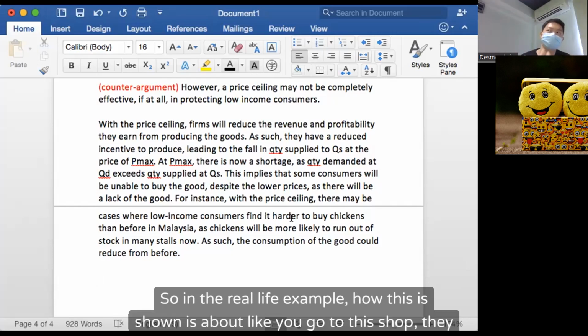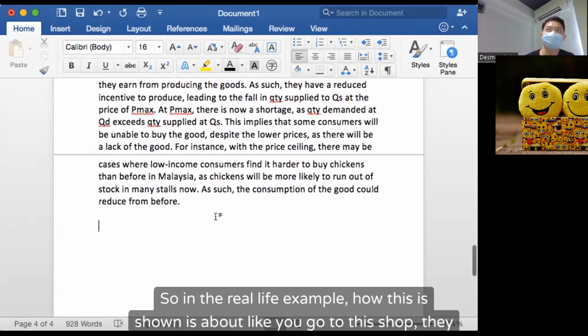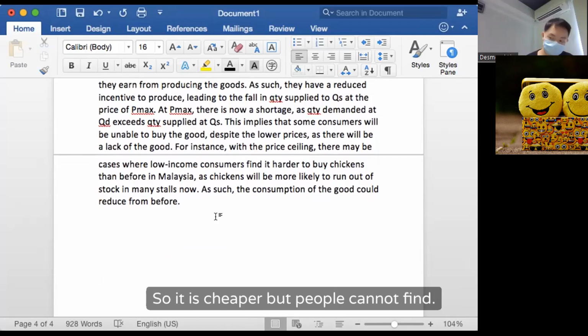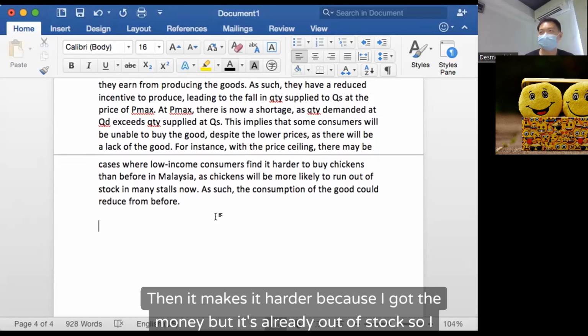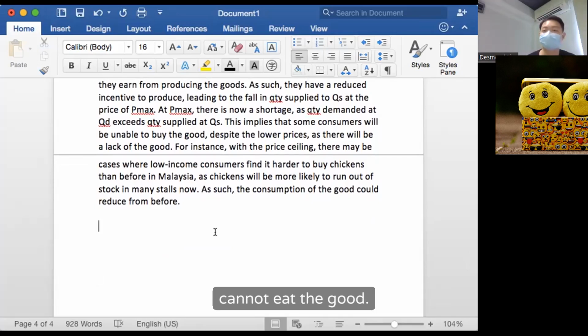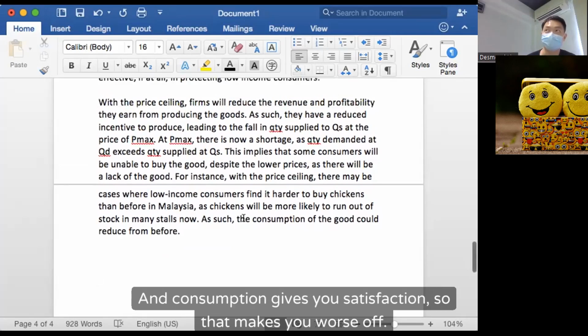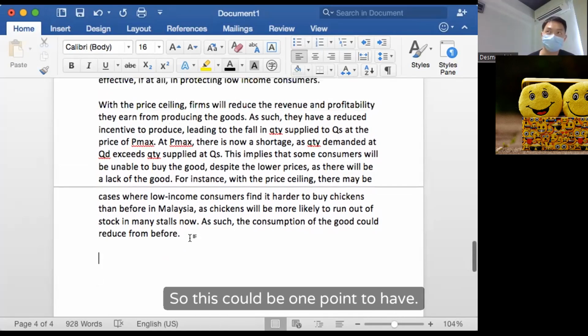In a real life example, how this is shown is like you go to this shop, they don't have, you go to that shop, everywhere it is out of stock. So it is cheaper, but people cannot find it. It makes it harder, because I have the money, but it's already out of stock, so I cannot get the good. Consumption gives you satisfaction, right? So that makes you worse off. So this could be one point to have.